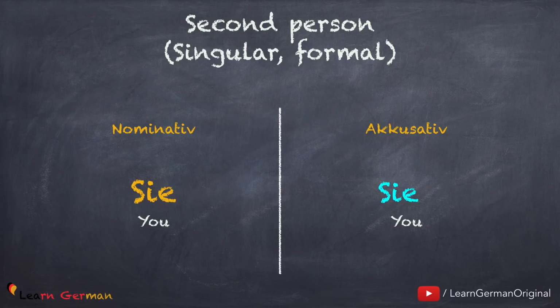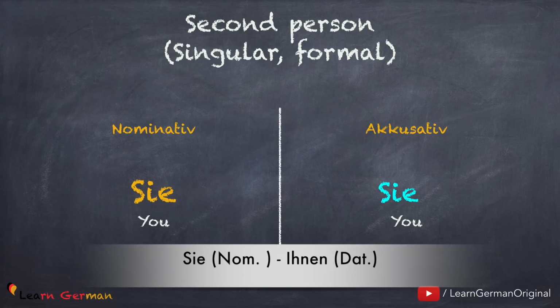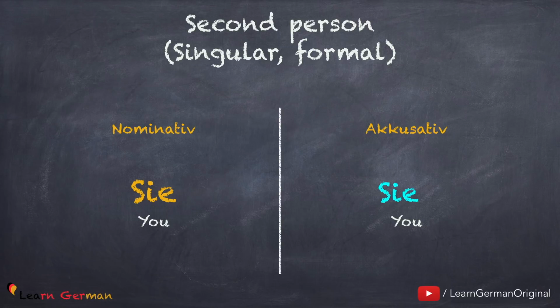The personal pronoun Sie remains the same even when it's used in accusative. In the nominative case, Sie will be the subject, whereas in the accusative case, it will become the object. In dative, this Sie changes to Ihnen. You can watch our videos on personal pronouns in nominative, accusative, and dative. The links are given below in the description.